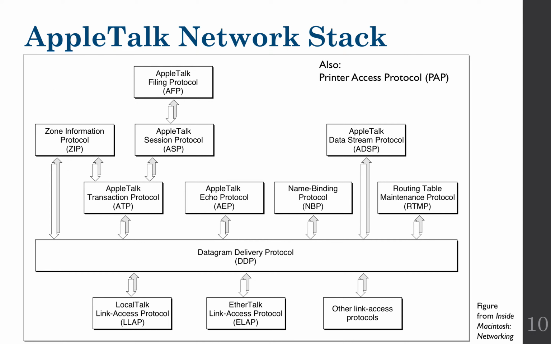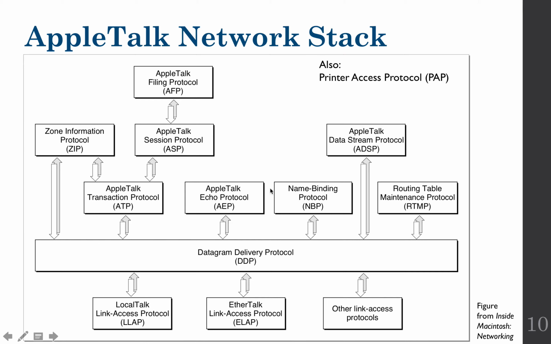So to show the various different protocols that make up the AppleTalk network stack, here's a diagram that shows most of them from some documentation from Apple. You can see at the lowest level, we have these link access protocols that correspond to the various physical network layers. In particular on the GS, since the only physical link that's supported is LocalTalk, you're using the LocalTalk link access protocol.